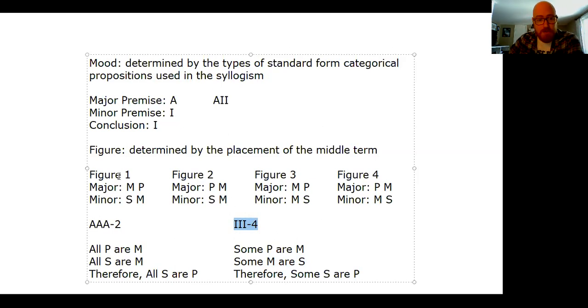Now, since there are 4 figures, and there are actually, how many moods?